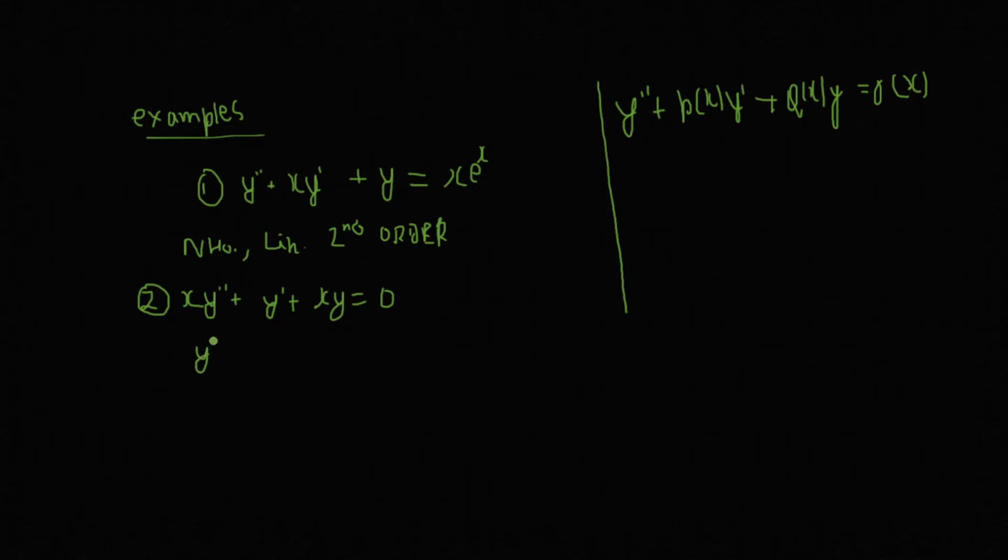We can write this as y double dash plus y dash by x plus y is equal to 0. Clearly we can see that it is of this format, but the r(x) term here is 0. This implies that this is a homogeneous linear ODE of second order.